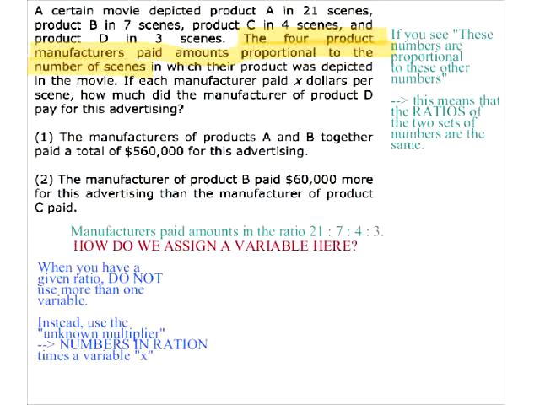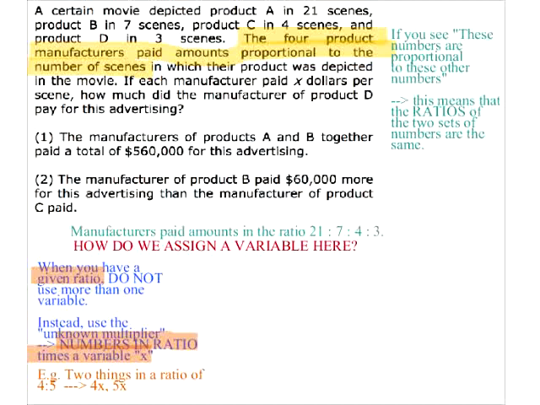So that's supposed to be ratio, not ration. So when you have a given ratio, that's what you do. You just take the numbers in the ratio times a variable. So for instance, if you had 2 things in a ratio of 4 to 5, then you would just call them 4x and 5x. If you had 3 things in a ratio of 1 to 2 to 3, you would call them 1x, 2x, and 3x.